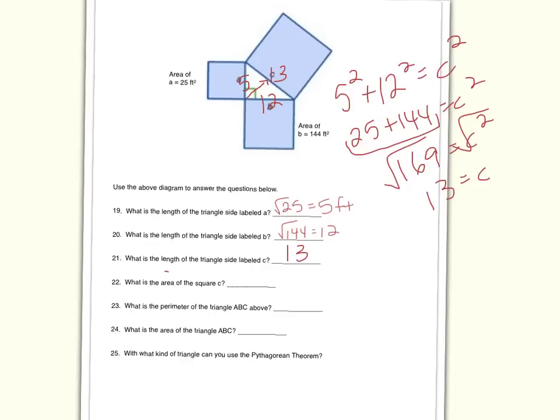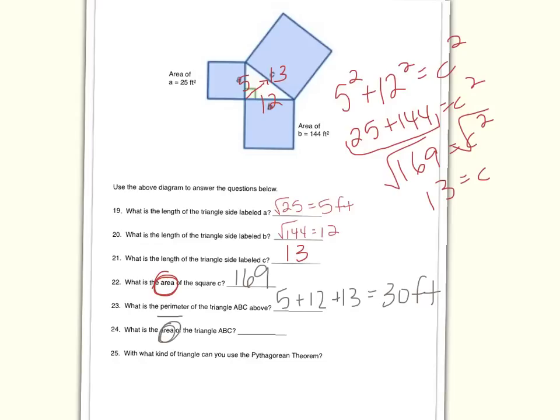Now it asks for the area of square C. Well, the area of a square is a side times a side, so that would be 13 times 13. So we're going to get 169. What is the perimeter of the triangle? So to do perimeter, we add all the sides. So we're going to get 30 feet.